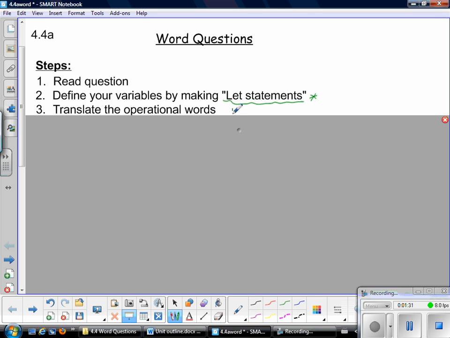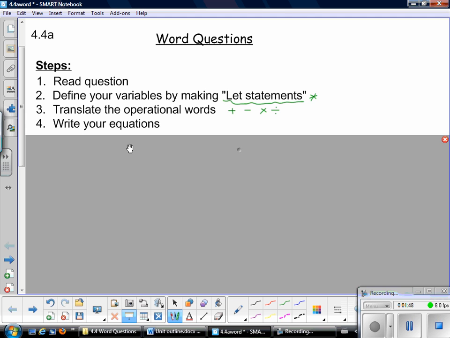The next thing we need to do is translate the operational words. The operational words are things like plus, minus, it could be multiplying, it could even be dividing. We're going to translate that over top of the question because that's usually the best way to be successful. Then we're going to write our equations, and that means we're going to have to read the question again. So we're reading the question one time, translating operational words means we've looked at the question a second time, and then writing our equations, we're looking at that question the third time.